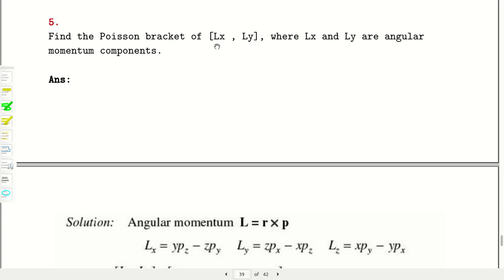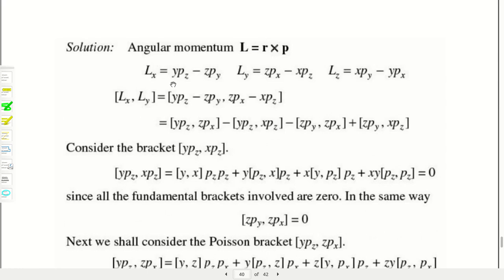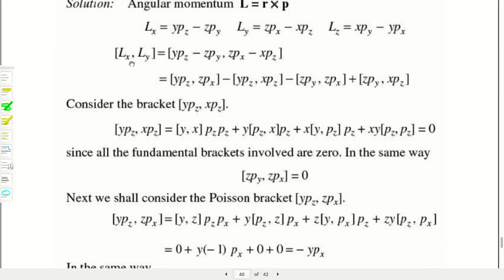Let us now evaluate the Poisson bracket of Lx and Ly. Lx and Ly are two components of angular momentum. What is the value of Lx and Ly? Lx is equal to ypz minus zpy, Ly is zpx minus xpz, that is r cross p. Just write down the determinant and equate the components, and you get these three formulas of Lx, Ly and Lz, the angular momenta. Now let us start from here. For Lx comma Ly, this function comma this function, you have to find the Poisson bracket.